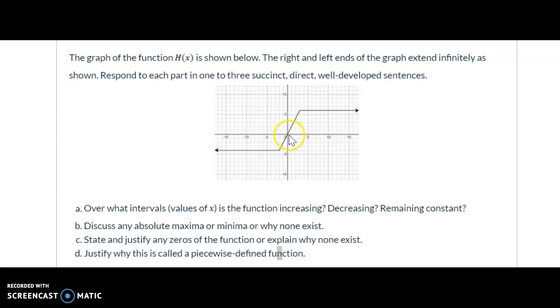Now there is 1, 0, and that is right here at the origin, and that would be 0, 0.